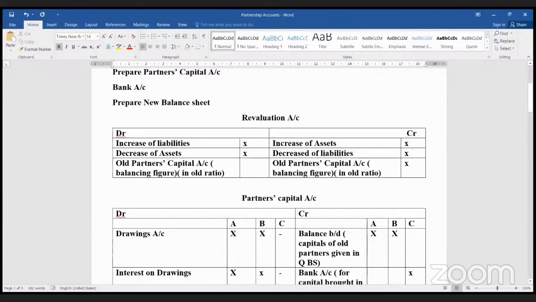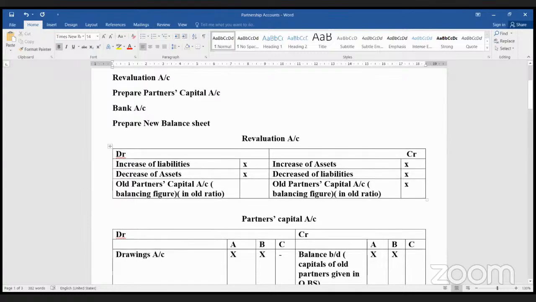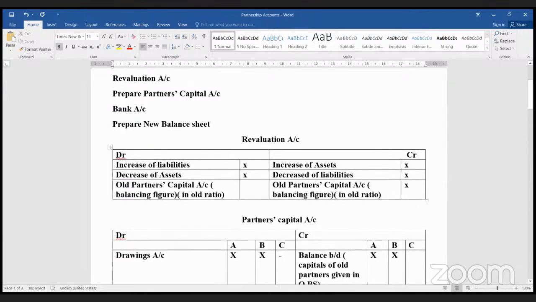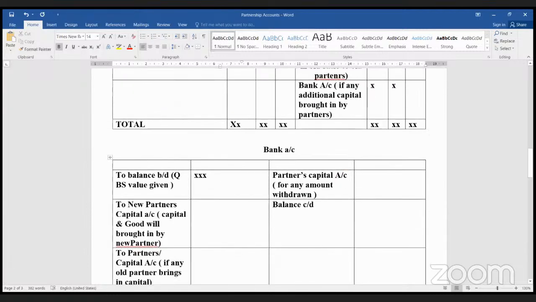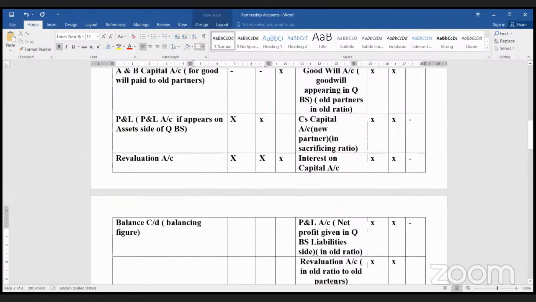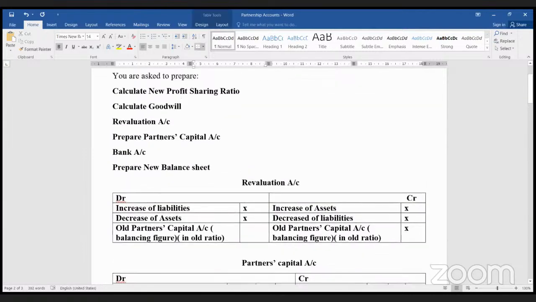See, in the retirement of a partner, all the partners will take over anything that is there in the business. Understood? So here also we prepare the revaluation account, we prepare the partners' capital account, we prepare the new balance sheet and a bank account if required.